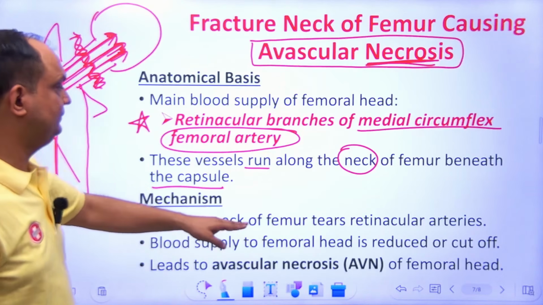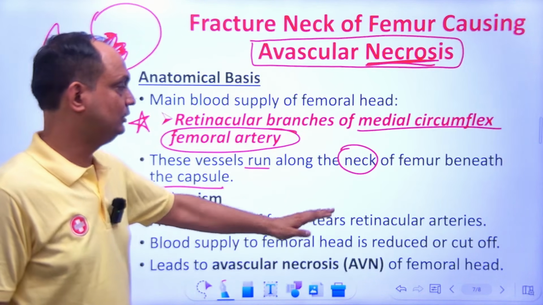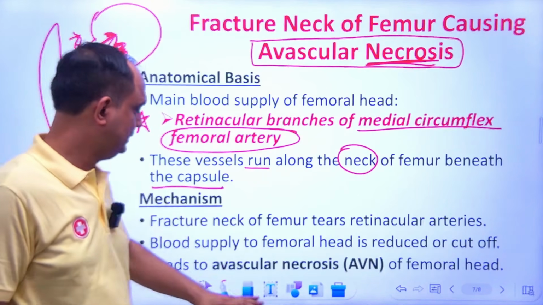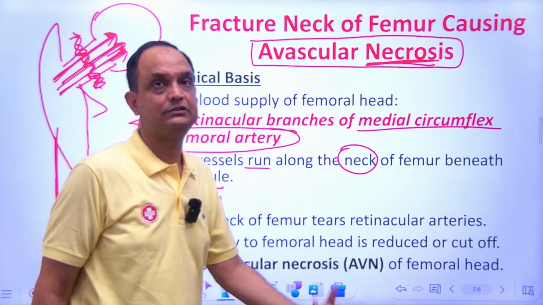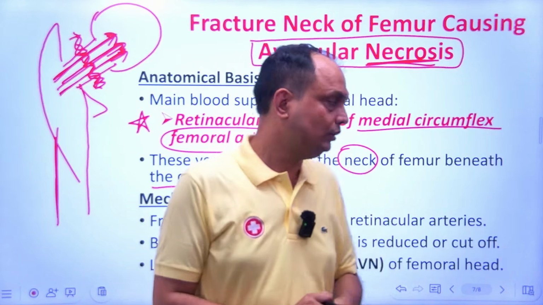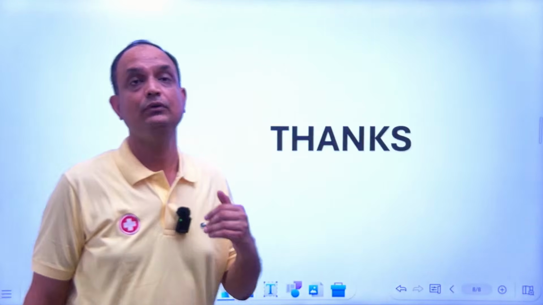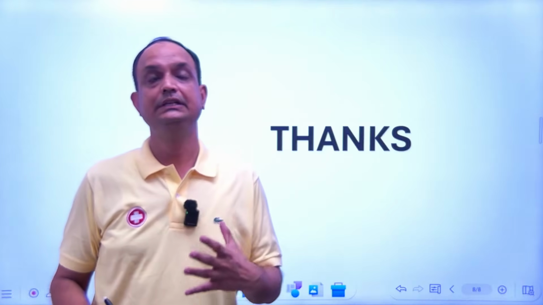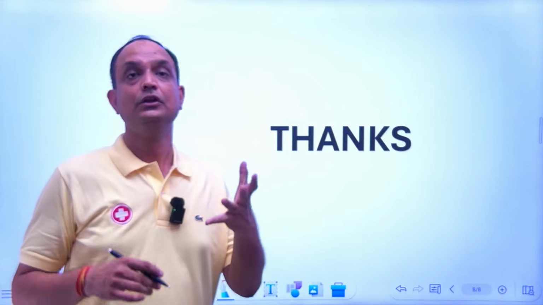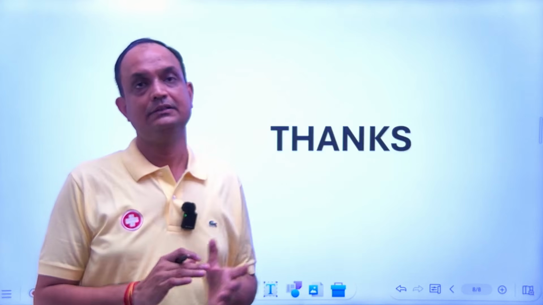So a fracture of the neck of femur tears these retinacular arteries and the blood supply to the femoral head reduces or is cut off, and it will lead to avascular necrosis of the femoral head. Clear? So I hope this is the way you have to write the replies to these reasoning questions in your university exam, so that you will get good marks whenever such questions come.